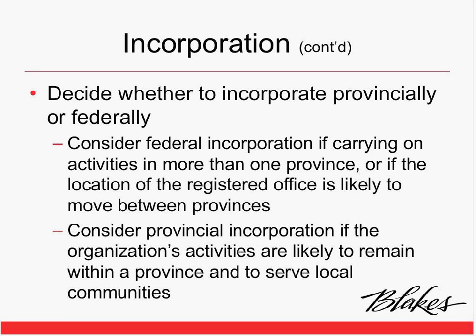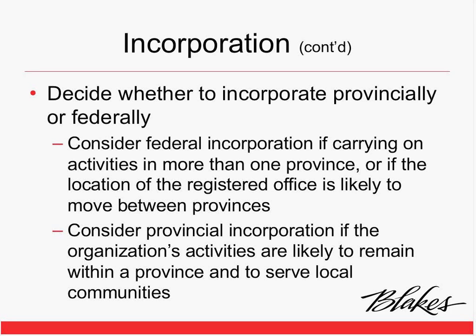If incorporation is the right way to go, consider whether the incorporation should be done under federal law. A good example is if the organization carries on business in multiple provinces or is likely to in the future. Or the organization should be incorporated under provincial laws, which is an option if the activities are more likely to remain local within the boundaries of a particular province. Each province's statutes will have their own particular requirements, so it's important to read the statutes and to understand what the requirements are in the jurisdiction in which you'd like to incorporate.